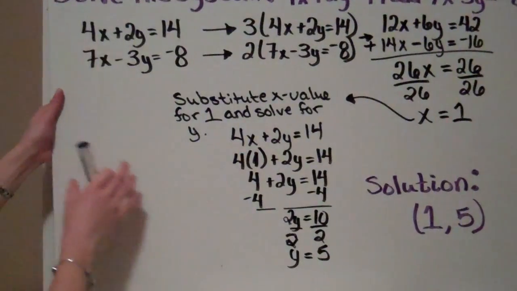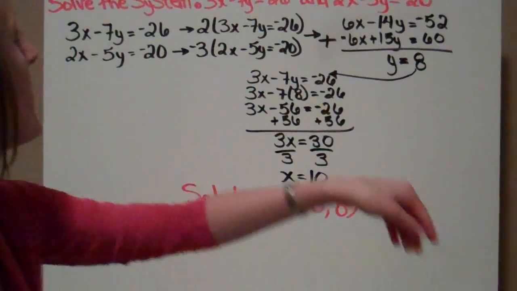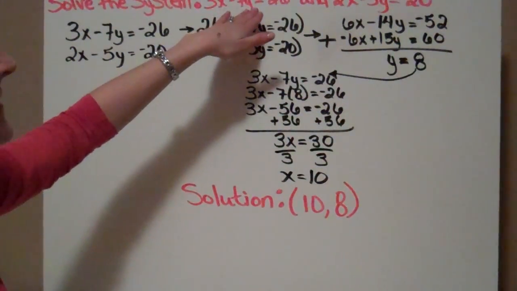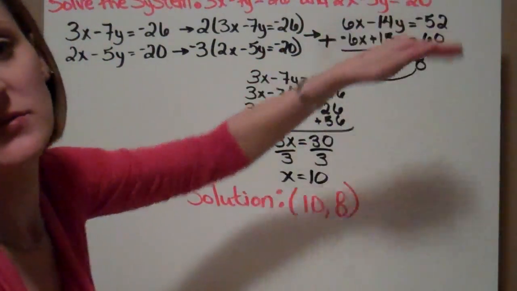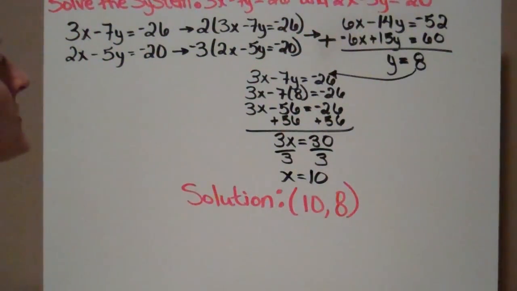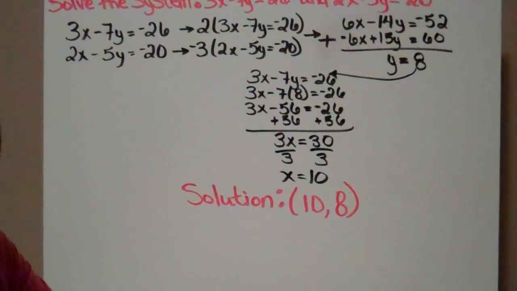Alright, let's look at one last equation before we are done. Alright, so this system, 3x minus 7y equals negative 26. And 2x minus 5y equals negative 20. Now, if you notice again, none of them can be added or subtracted and a variable eliminated. Also, I'm going to have to multiply both equations in order to eliminate a variable. Now, let's say I want to get rid of x. Now, you can choose to get rid of y, and that's perfectly fine.